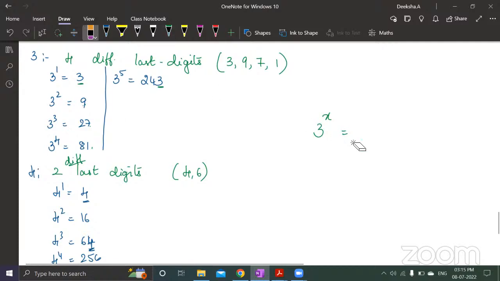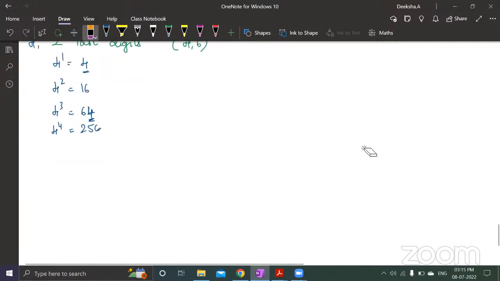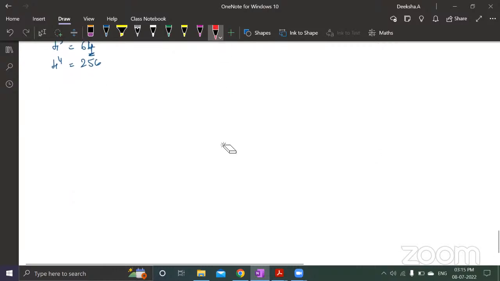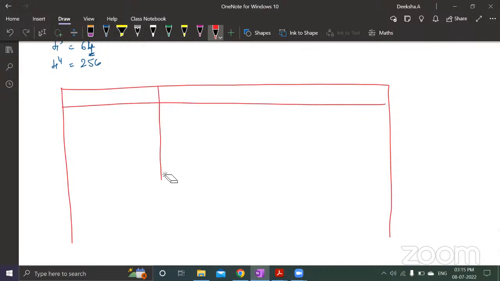We'll discuss it later. Now, let us write last digits for all the numbers in a tabular form. Write down this. We will write last digits of all the numbers here. So here I'm writing the number.